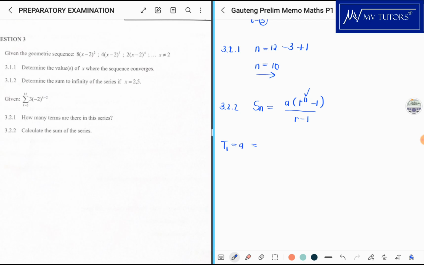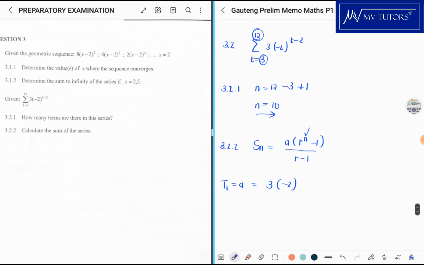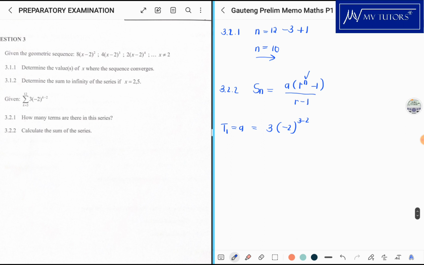So you're going to take your formula, which is 3 times negative 2 to the power k minus 2. So what do we substitute in k? Are we going to substitute 1? No, we're starting with 3. So we're going to substitute 3, so we get 3 minus 2. So that is our first term. And then our second term, we're just going to continue counting from then on. So the next term is 4. And then the third term will be 5 minus 2.